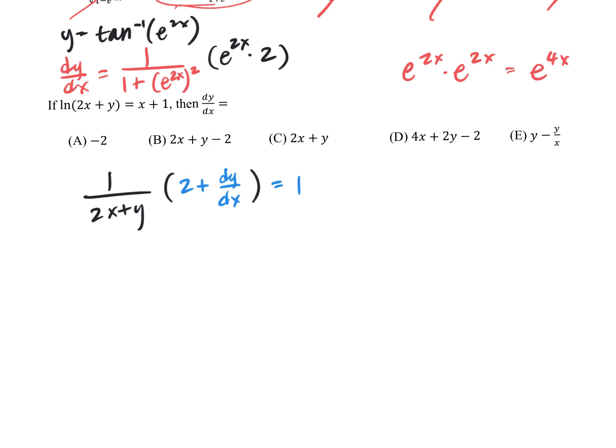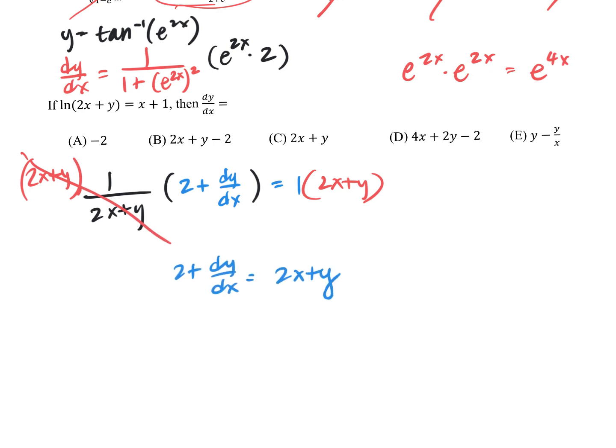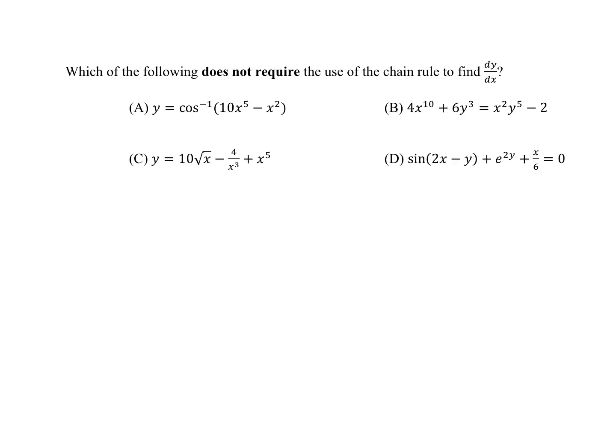We can do it. What might I do to get rid of this stuff? Multiply by 2x plus y. You know it. That's in the denominator. Let's multiply it by 2x plus y. We have 2 plus dy dx equals 2x plus y. Okay, guys, what's my final answer going to be? What's dy dx going to be? 2x plus y. Move that 2 on over. Do we have an answer for that? Woo!